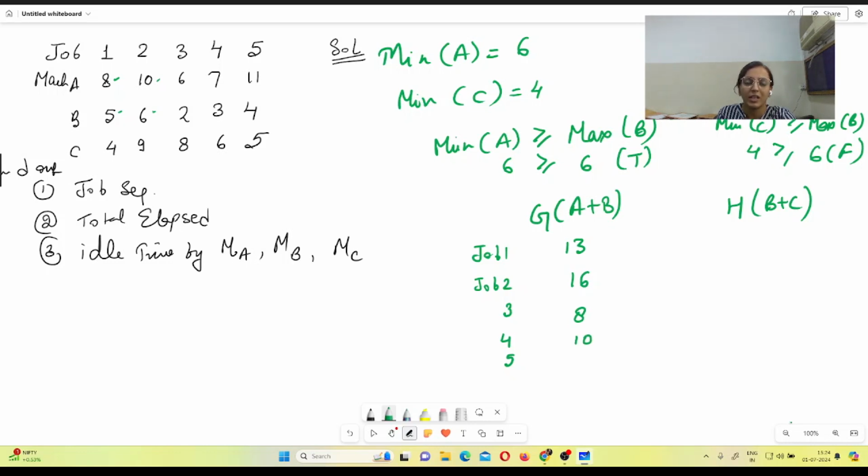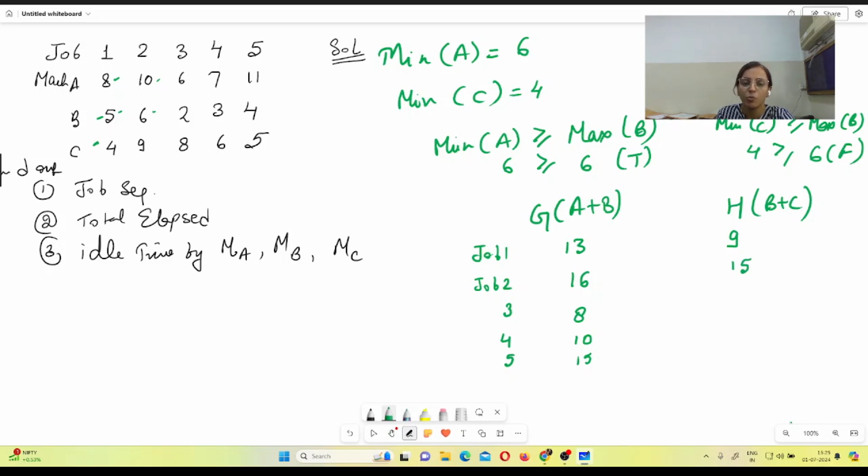And the last one, 11 plus 4, that will be 15 over here. Same with the H, B plus C. So B is your 5 and that is 4, that will be 9. So write it over here as 9. Then for job 2, 6 plus 9, that will be 15. Write it over here as 15.